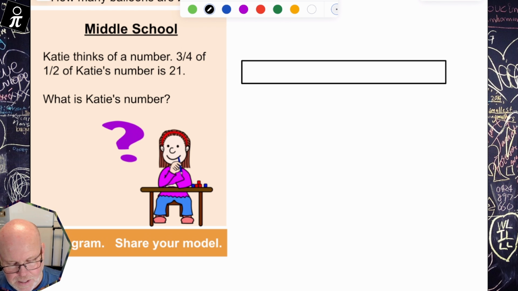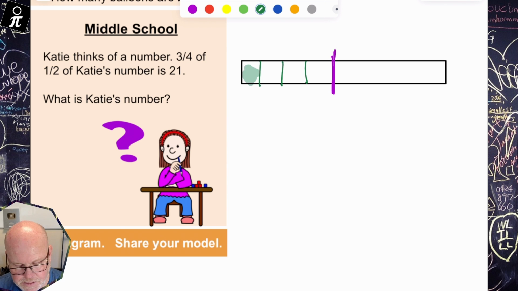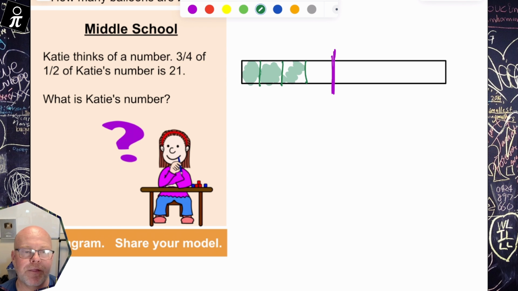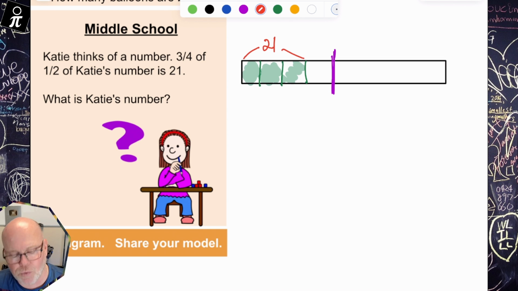Okay, so let's do this in parts. So first I'm going to cut it in half. And then I need 3/4 of half. And so that's going to be this, this, and this. And we are told that 3/4 is equal to 21. So we are told that these pieces right here are equal to 21.